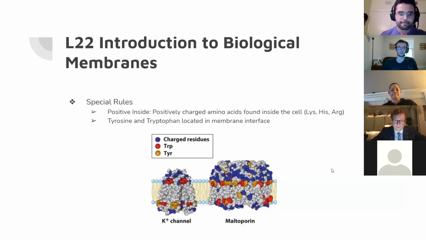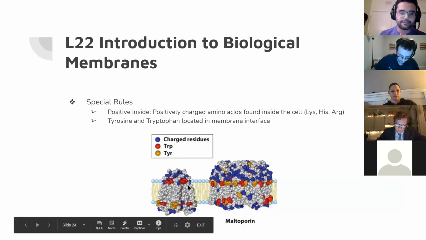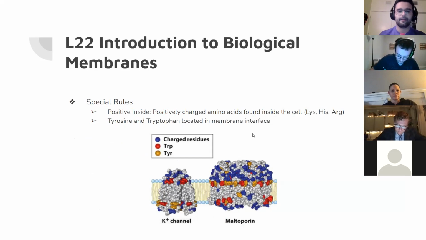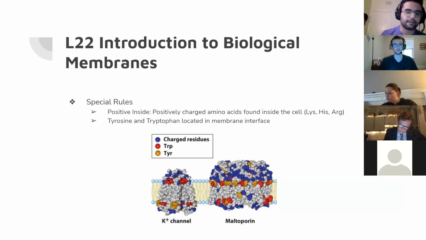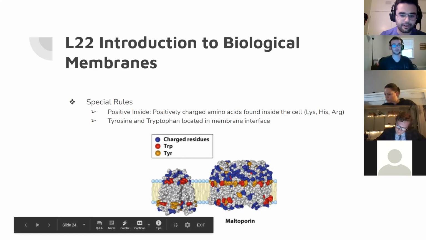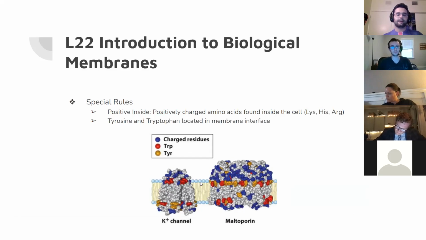All right. So just jumping in. There are some special rules for where these amino acids are going to be in regards to the cell membrane. The positives are usually going to be inside the cell. Okay, so our positive amino acids: lysine, histidine, arginine. And then tyrosines and tryptophans are actually going to be located right in that membrane interface before entering the bilayer, right? So they're going to be right at the door, but never cross the door. So you see right here, our tryptophan and tyrosines are rarely in the middle. They're mostly at the doorsteps of the bilayer. Any questions on this lecture?